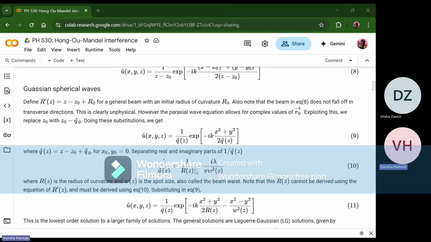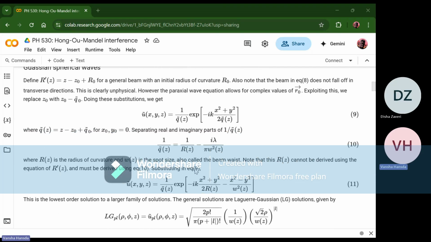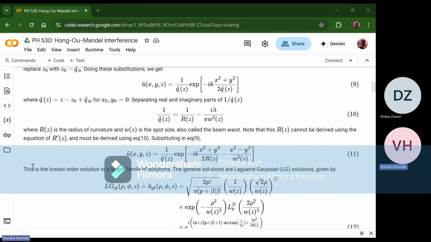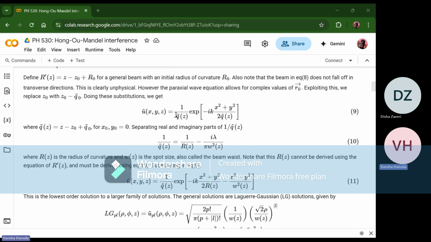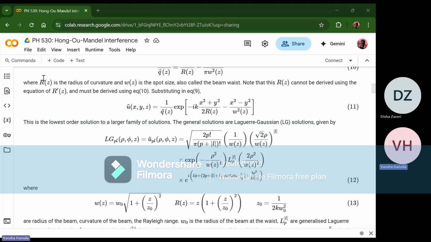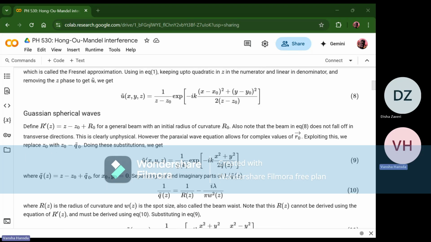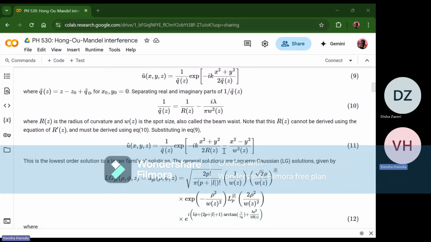They are chosen as 1 by R(z) and W squared for notational purposes, because W(z) and R(z) are physical parameters. So R(z) is the radius of curvature, W(z) is the spot size, also called the beam waist, and this R(z) should now be derived from this definition of 1 by q(z), and not using the original R prime(z). R prime(z) and R(z) cannot become the same exactly. And now if I substitute back in equation 9, I get this, which, as you can see, is dying off in the transverse direction.